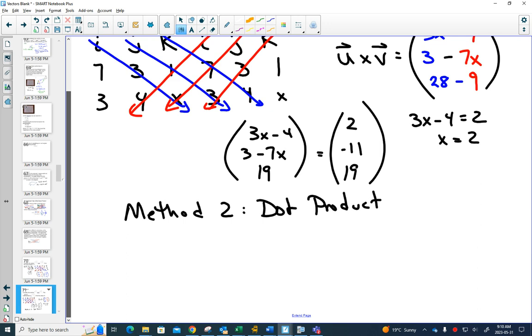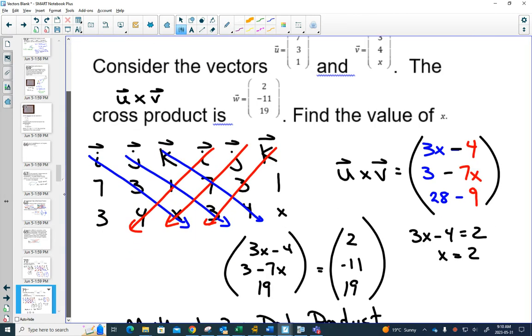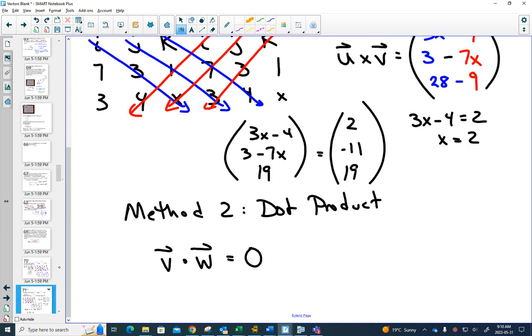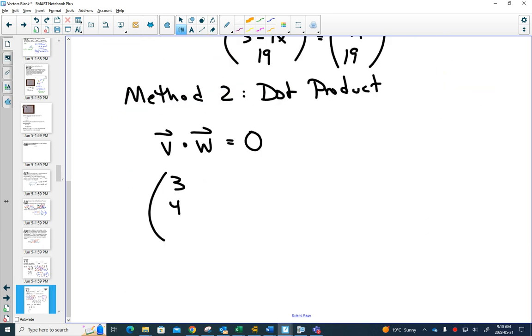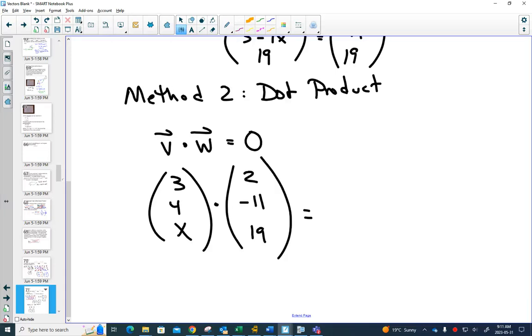We would know that the dot product of V dot W has to equal 0. And the reason I'm using V and W is because V has the one with the X in it. So V was 3, 4X, dot product with W, and W was 2, -11, 19. That has to equal 0.